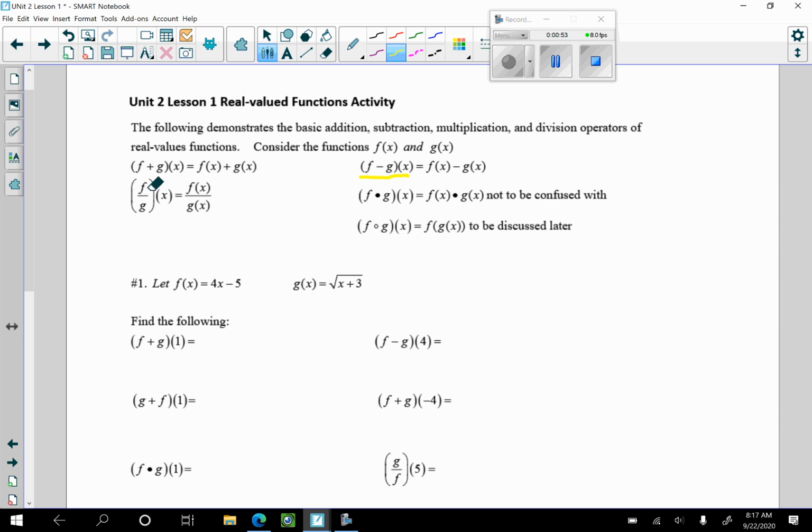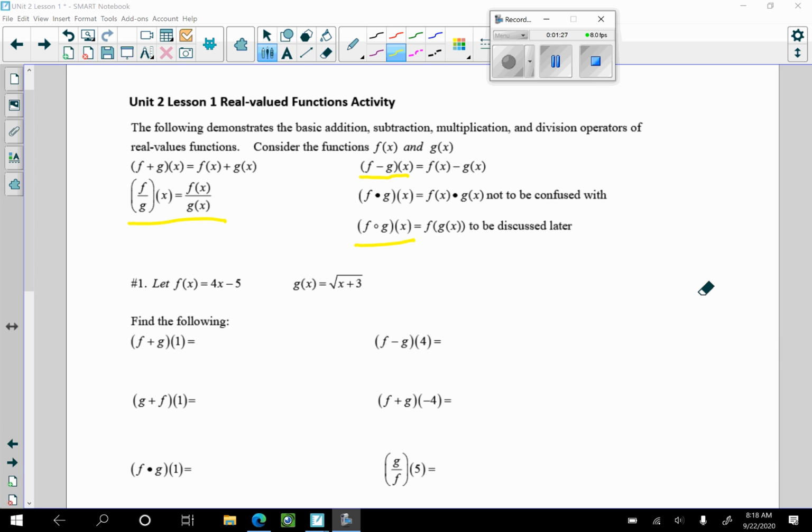F divided by g of x is simply f of x divided by g of x, provided g of x does not equal 0. So we would have to make sure that this is defined, that g of x does not equal 0. And then f times g of x is f of x times g of x. This is not to be confused with f circle g of x. This is the composition, and we're going to discuss that later.